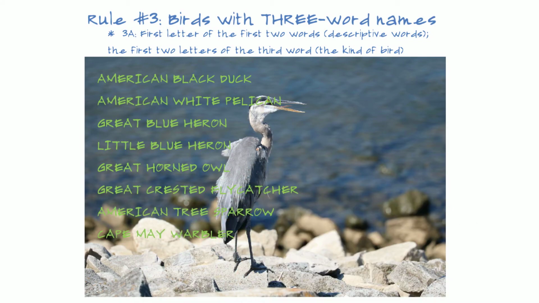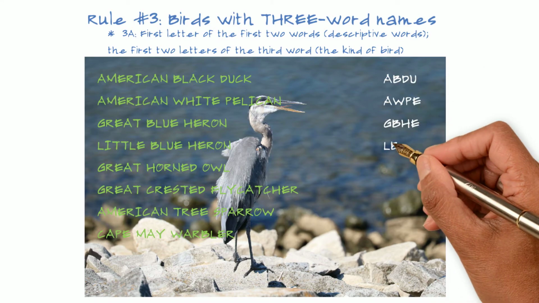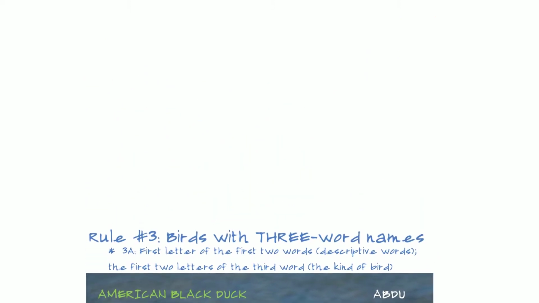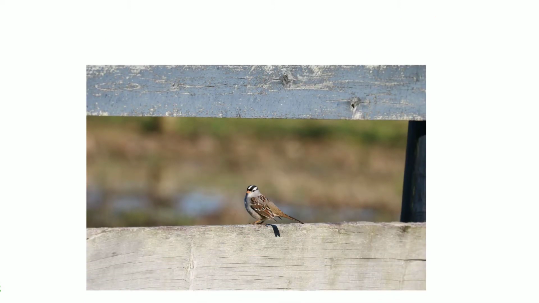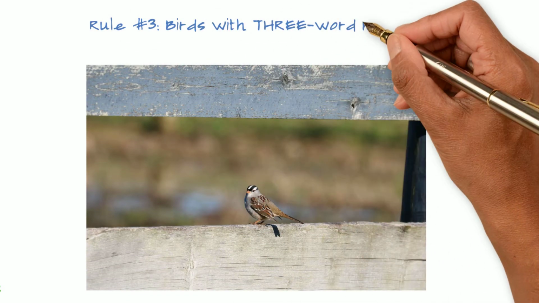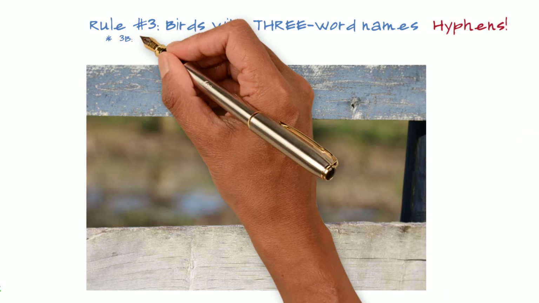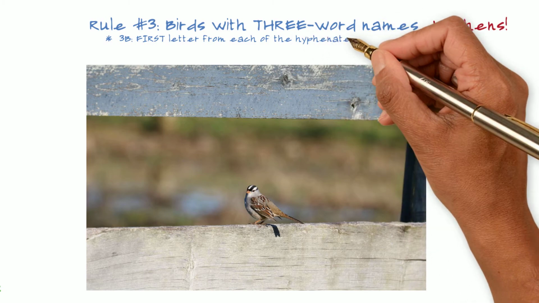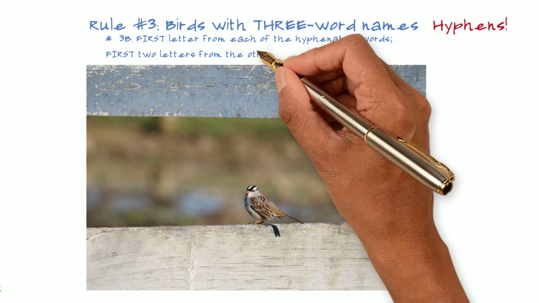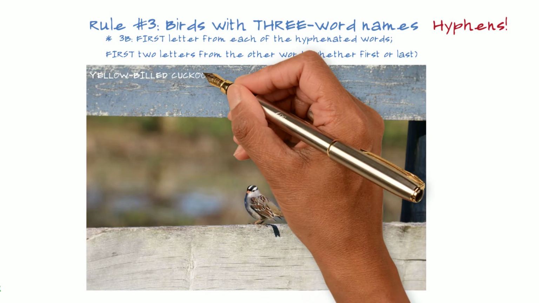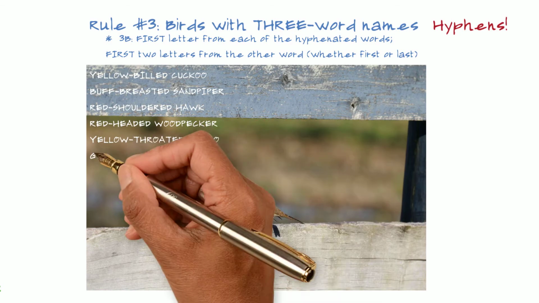What are the banding codes for these species? Good. Let's move to the next rule, which has a slight variation. Remember, we are still on birds with 3-word names, but now let's consider hyphenated words. The rule requires 1 letter from each of the hyphenated words and 2 letters from the other, no matter if it comes first or last. That's the variation. Check out these bird names where the descriptor is hyphenated.